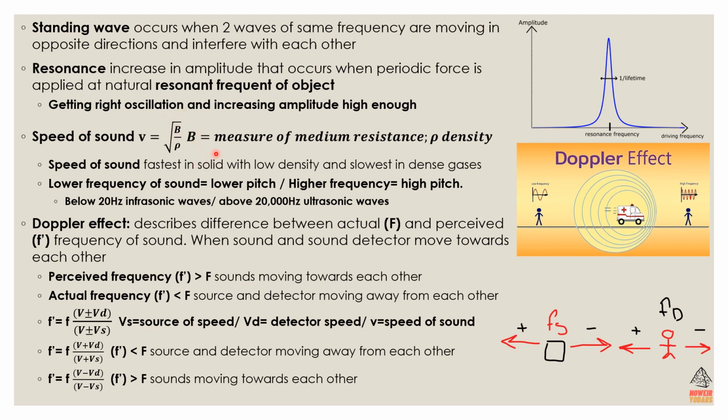V equals B divided by density, which is the measure of the medium resistance. So for instance, if sound is going through water, if it's going through a solid, if it's going through gas, right, that's the medium resistance. The speed of sound is fastest in a solid with low density and slowest in dense gases.